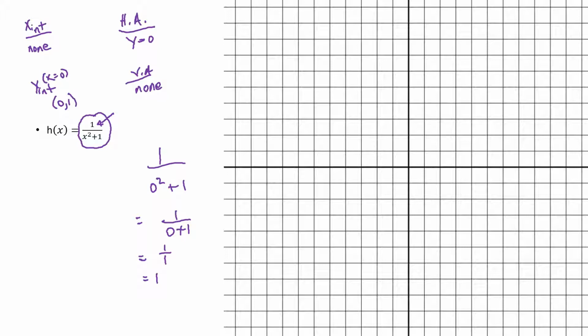So let's say that we were to plot based on this information. We know that our y-intercept is going to be at (0, 1). We know that our horizontal asymptote is going to be the line y equals 0. So that's our x-axis. This is the line y equals 0. We know that it won't cross the horizontal asymptote because we already figured out that there is no x-intercept. It will not touch the x-axis.